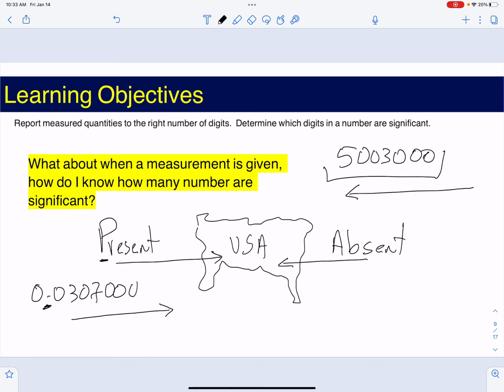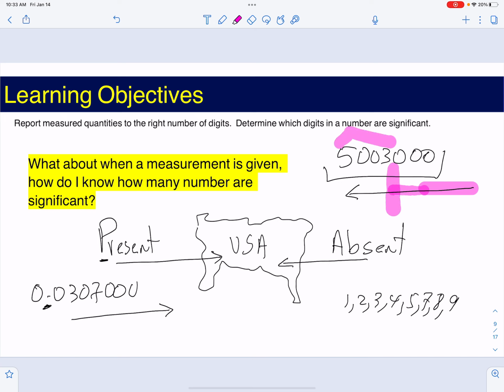And the only numbers that are going to count are... so what we're going to do, we're going to go from right to left, and we're going to start counting as soon as we find a number. 0 is not a number. Keep going. Right here, we found a number, so everything counts. So this number has 4 significant figures.